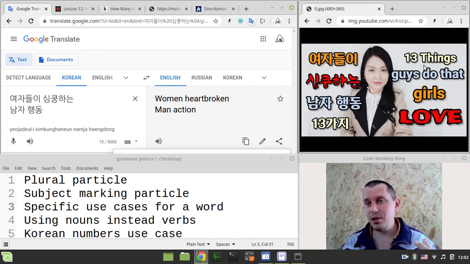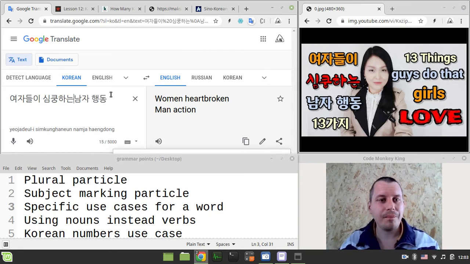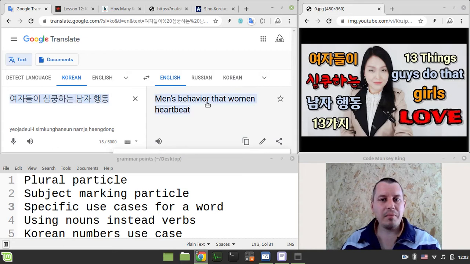However, the translation contains up to two verbs. So do and love. Two verbs, but the Korean sentence doesn't actually have any verb in it. So this is so interesting, right? So now what we have is men's behavior, the women's heartbeat.